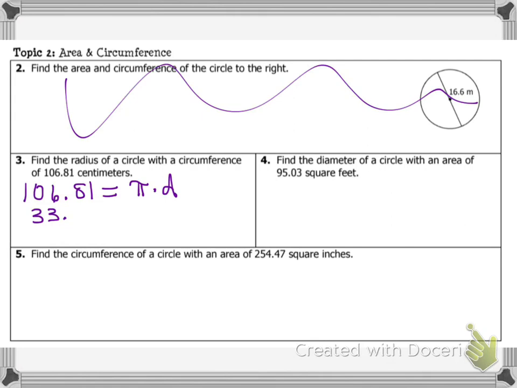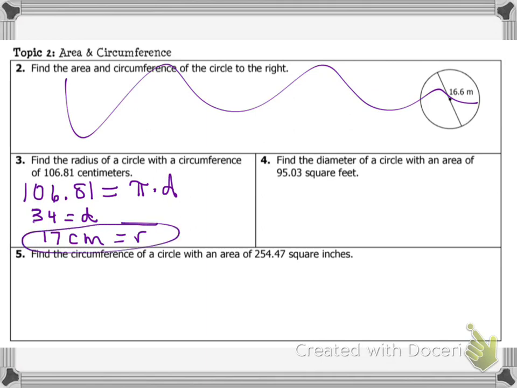And I get 33.998. I mean 34. So 34 is equal to my diameter. And my radius is always half my diameter. So chop that baby in half. And 17 centimeters is the length of my radius. Yay!